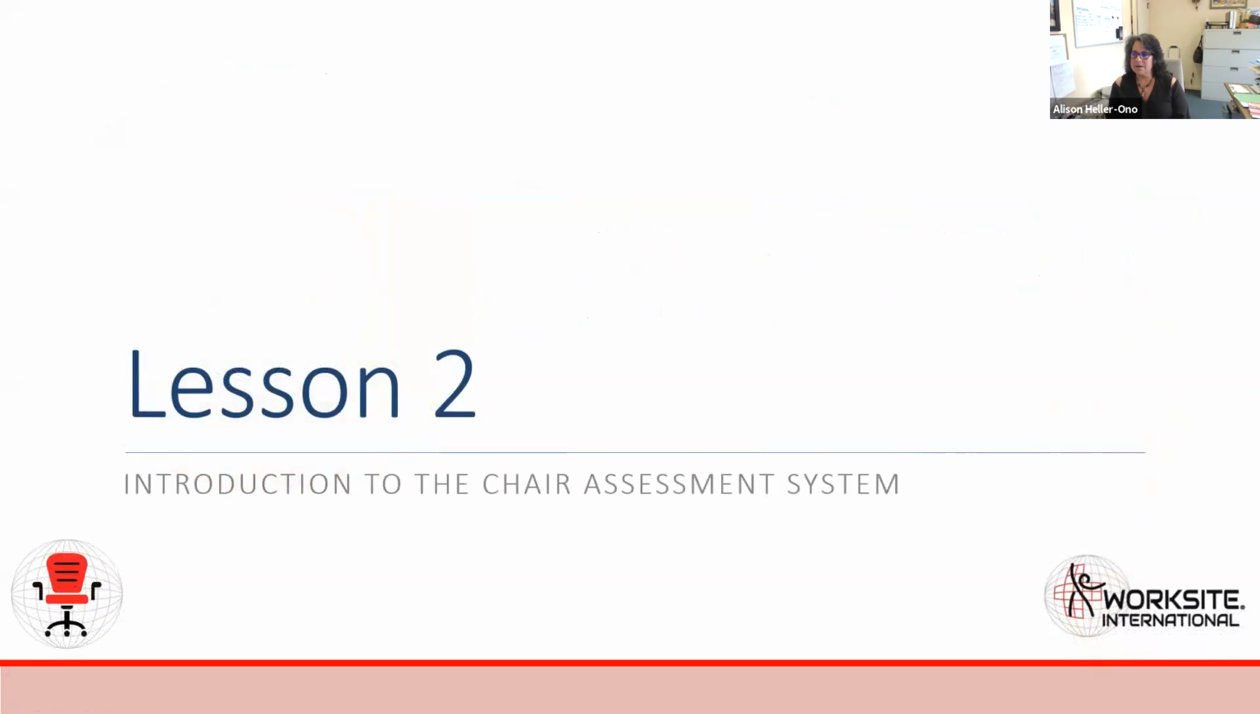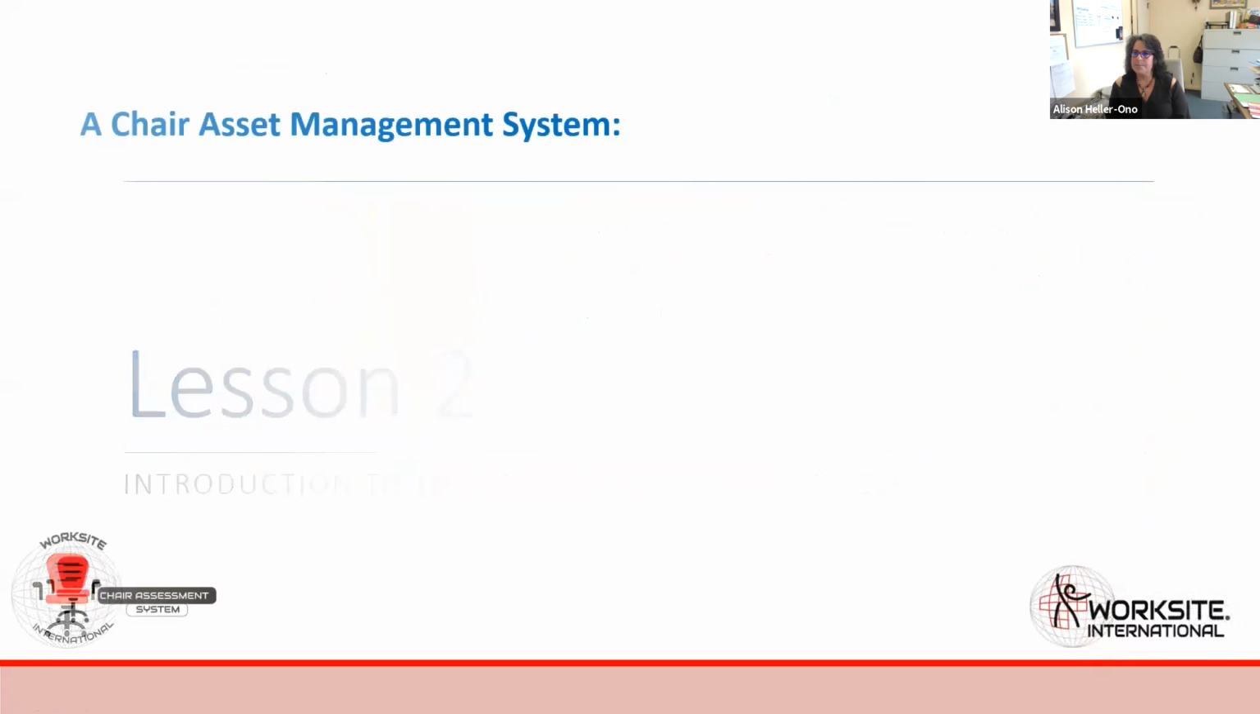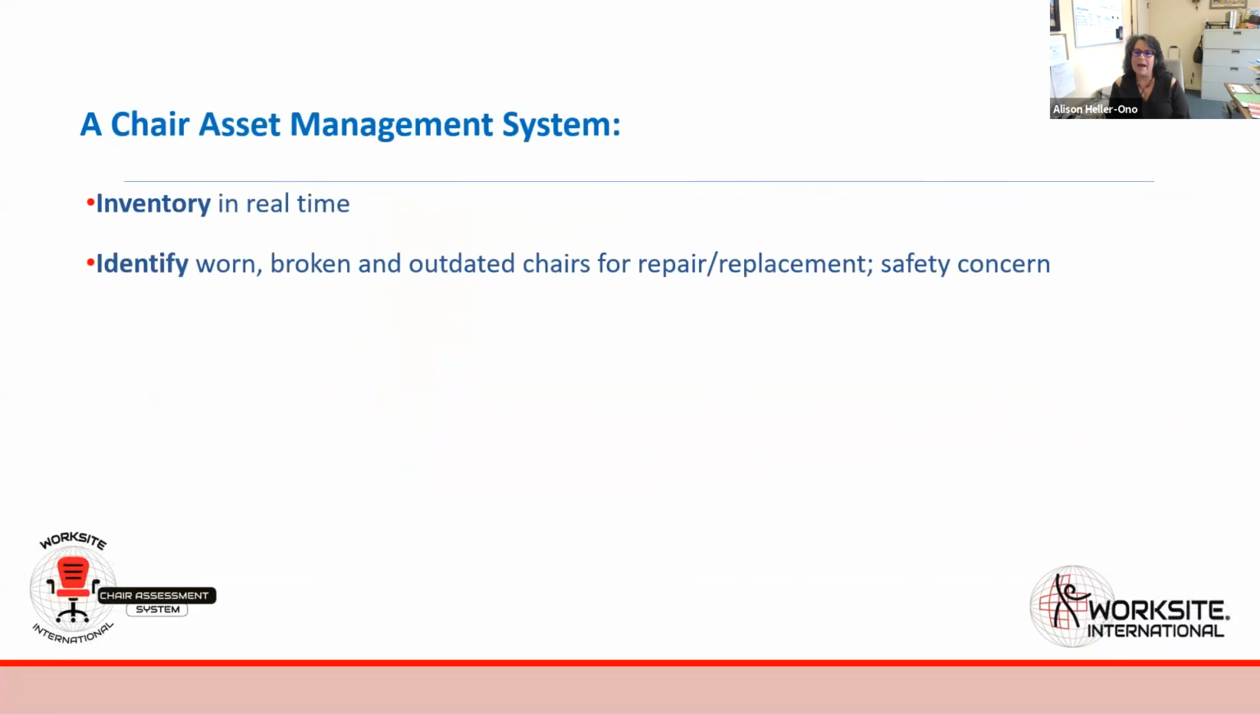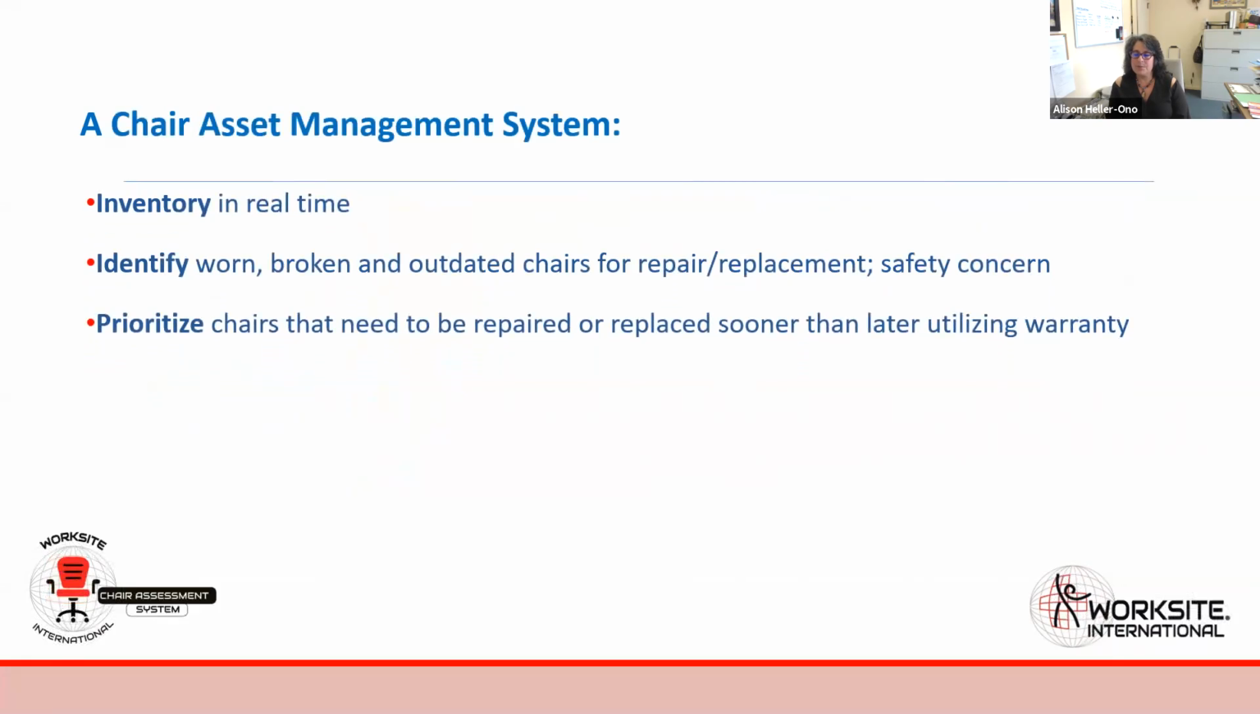So let's look at the chair assessment system a little closer. It's a chair asset management system to inventory in real time what you have, to identify worn, broken, and outdated chairs for repair, replacement, and to identify if they're a safety concern. It'll help prioritize chairs that need to be repaired or replaced sooner rather than later, utilizing the warranty. I can't tell you how many employers do not take advantage of the warranty that these manufacturers provide. You're literally leaving thousands of dollars on the table unutilized.